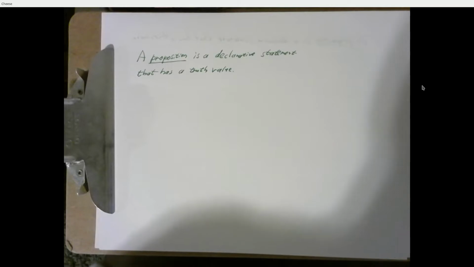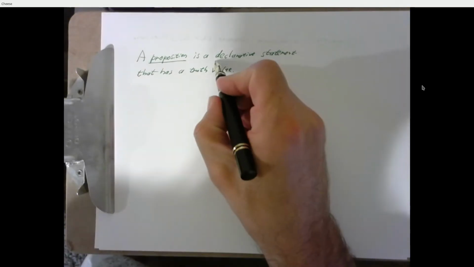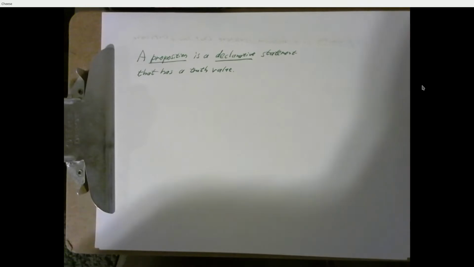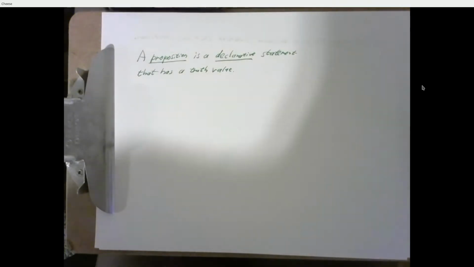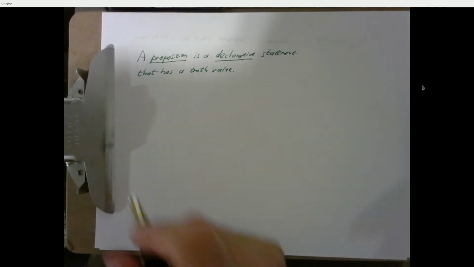A proposition is a declarative statement that has a truth value. And the important point here is declarative. It's a statement which is making some claim, some declaration. And that declaration could be true or it could be false. But a proposition has got to be a declarative statement.